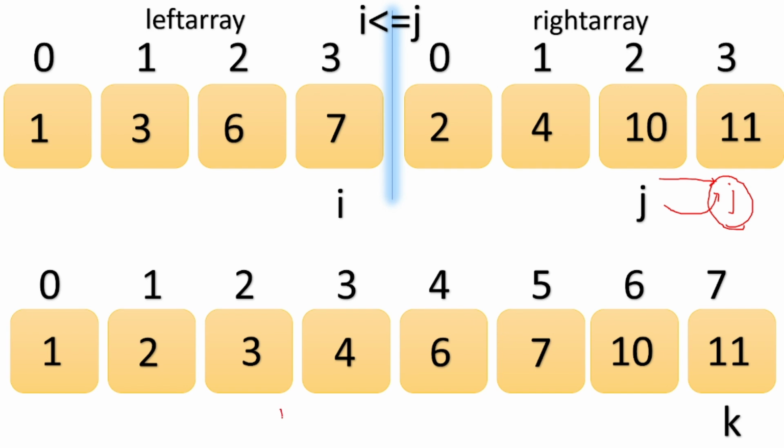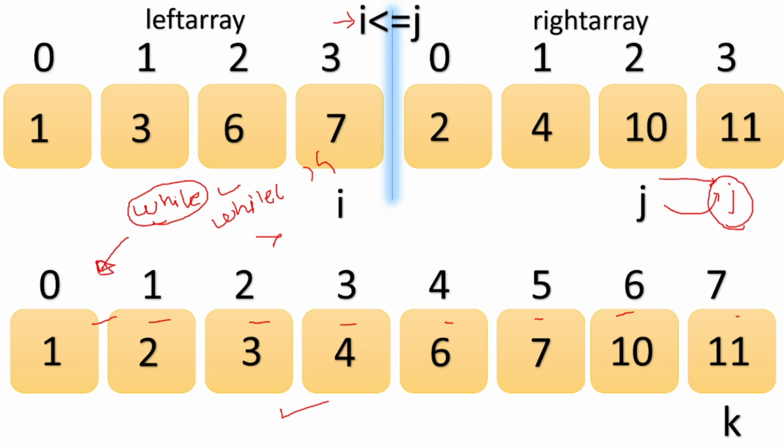You can see all the numbers are sorted. So you got 1 2 3 4, 1 2 3 4 6 7 10 and 11. So all the numbers are sorted. This is the code which we are going to write now, and in this way we are going to copy all the numbers inside this array. So this is the concept which has been used for merge sort, which we are going to see in upcoming videos.